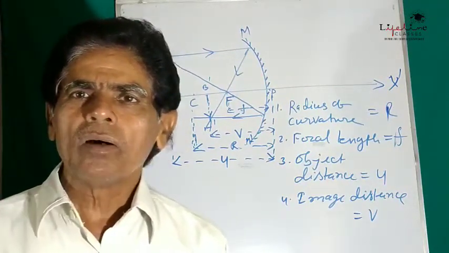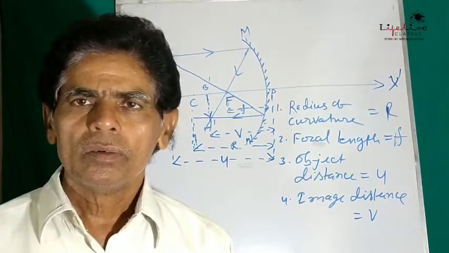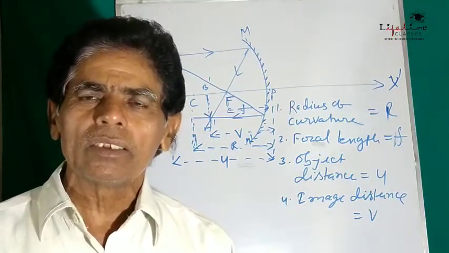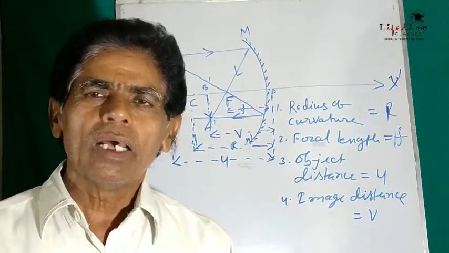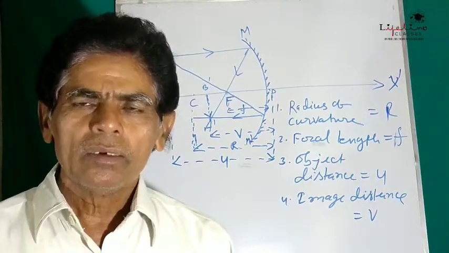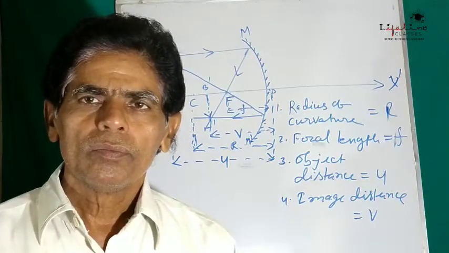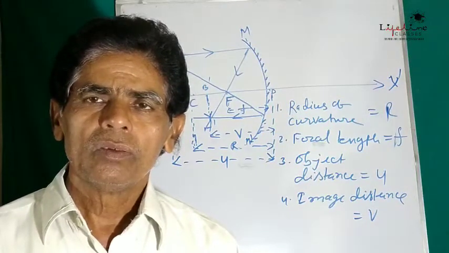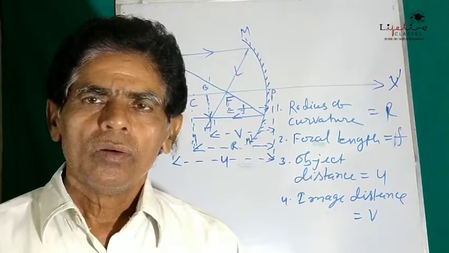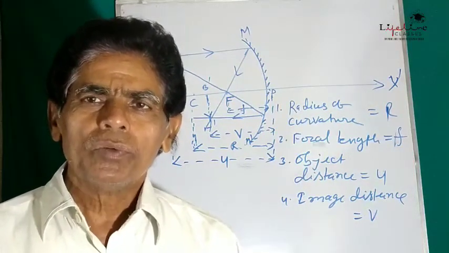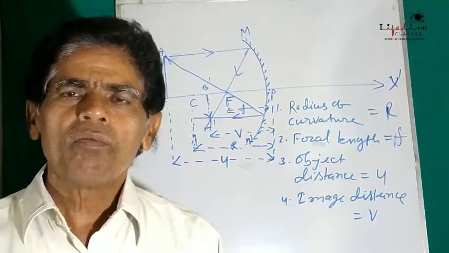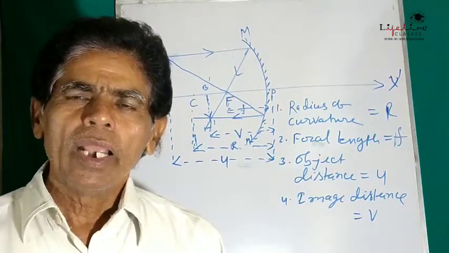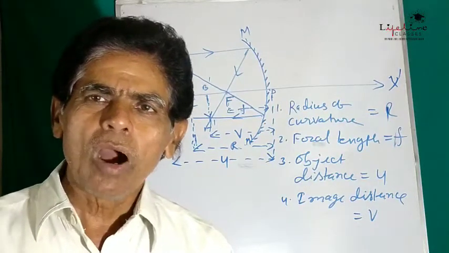It is the point on the principal axis at which all the parallel incident rays falling on the reflecting surface get converged to that point after reflection, or in case of a convex mirror, they appear to be reflecting out of that point, means they appear as rays of emergence emerging out of that point.